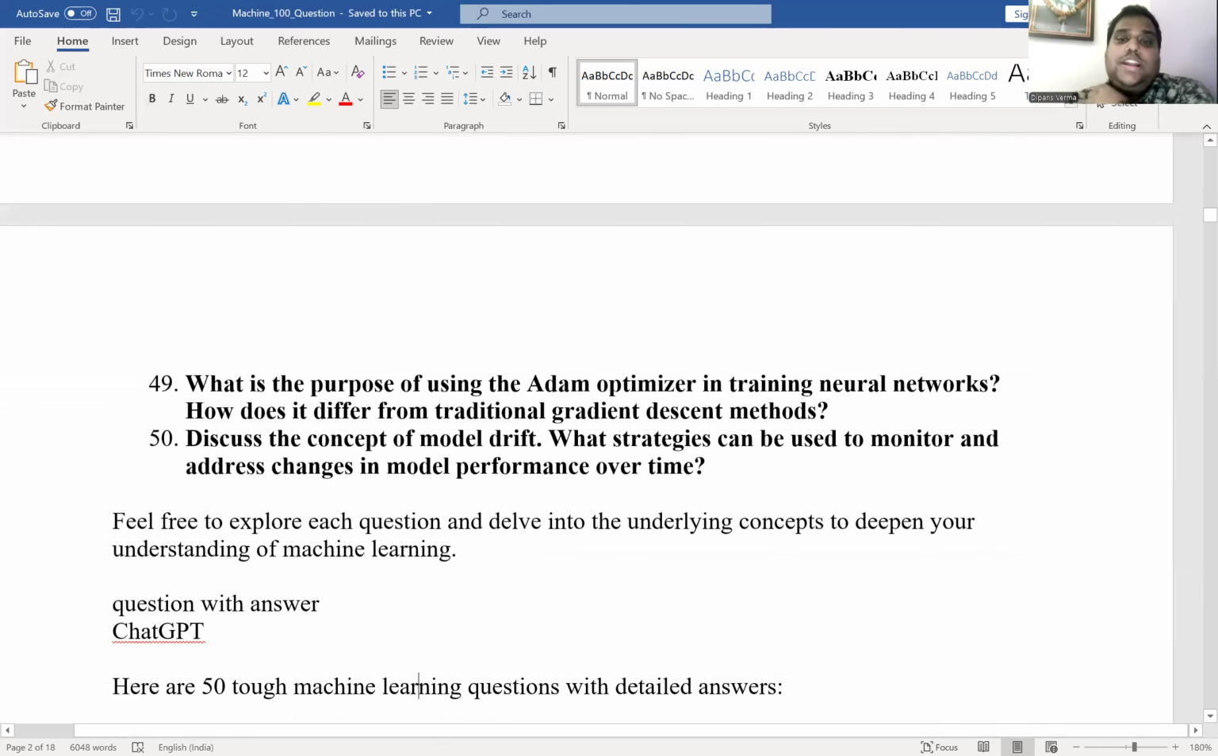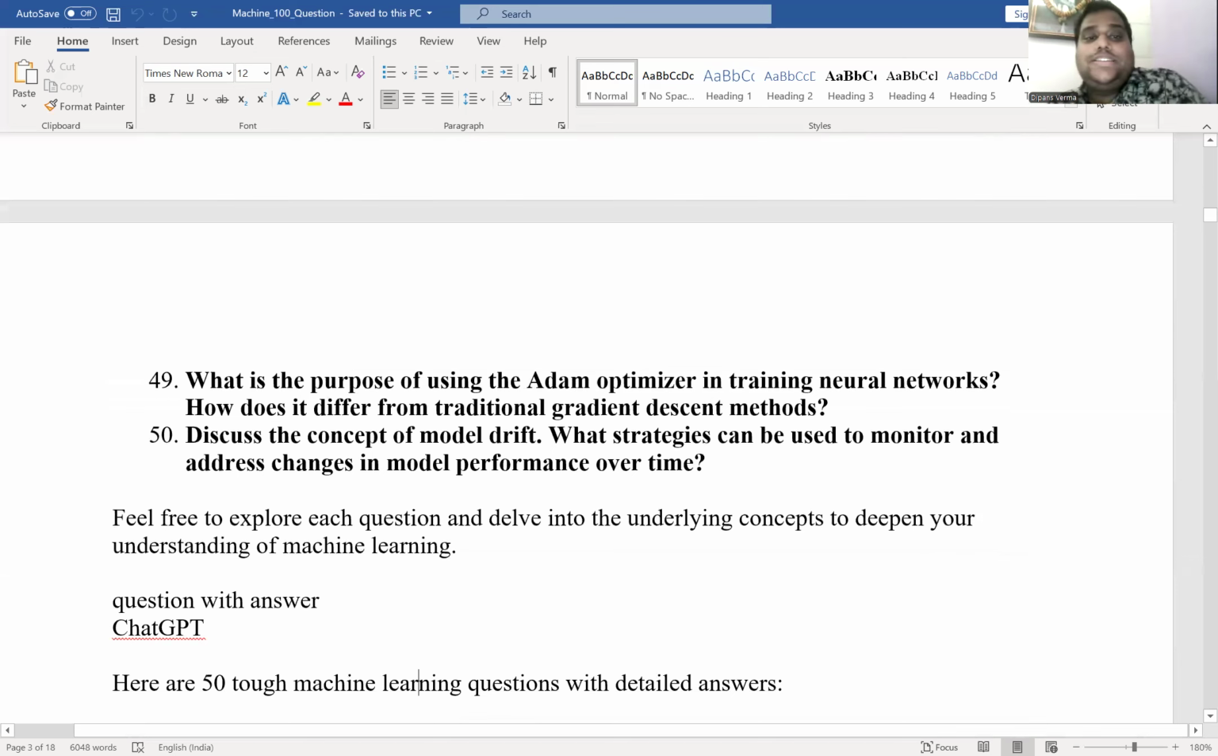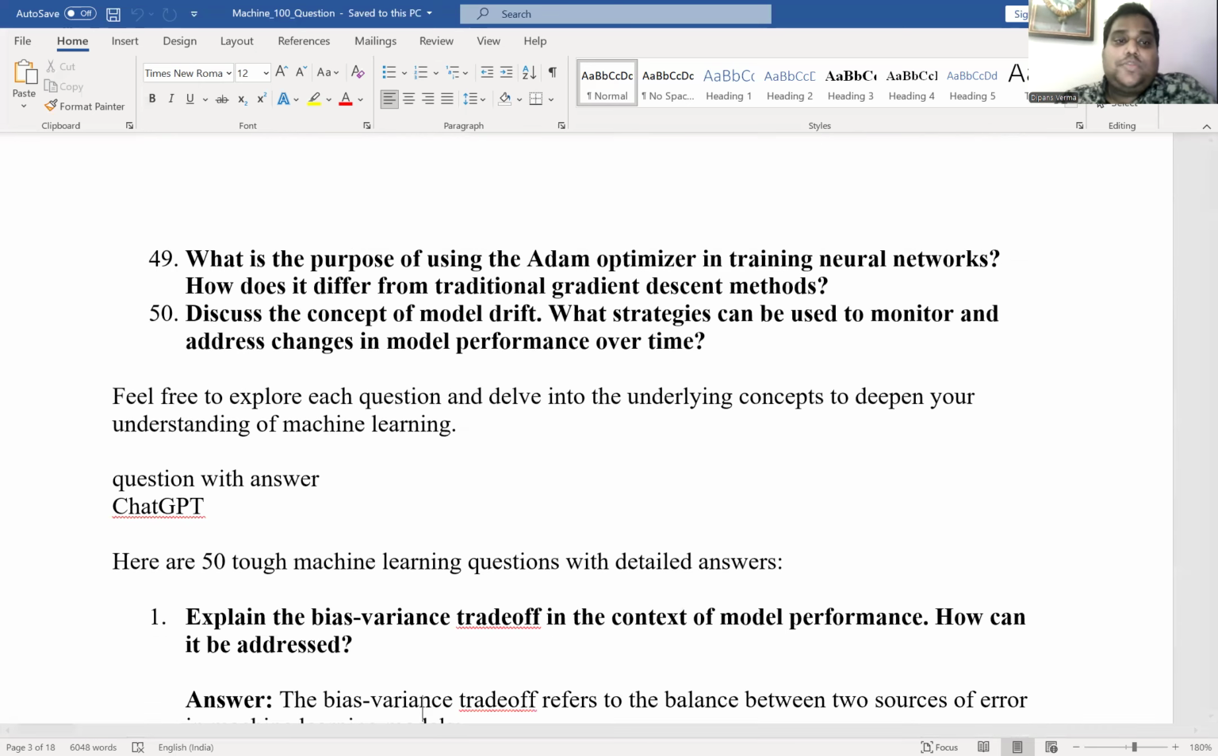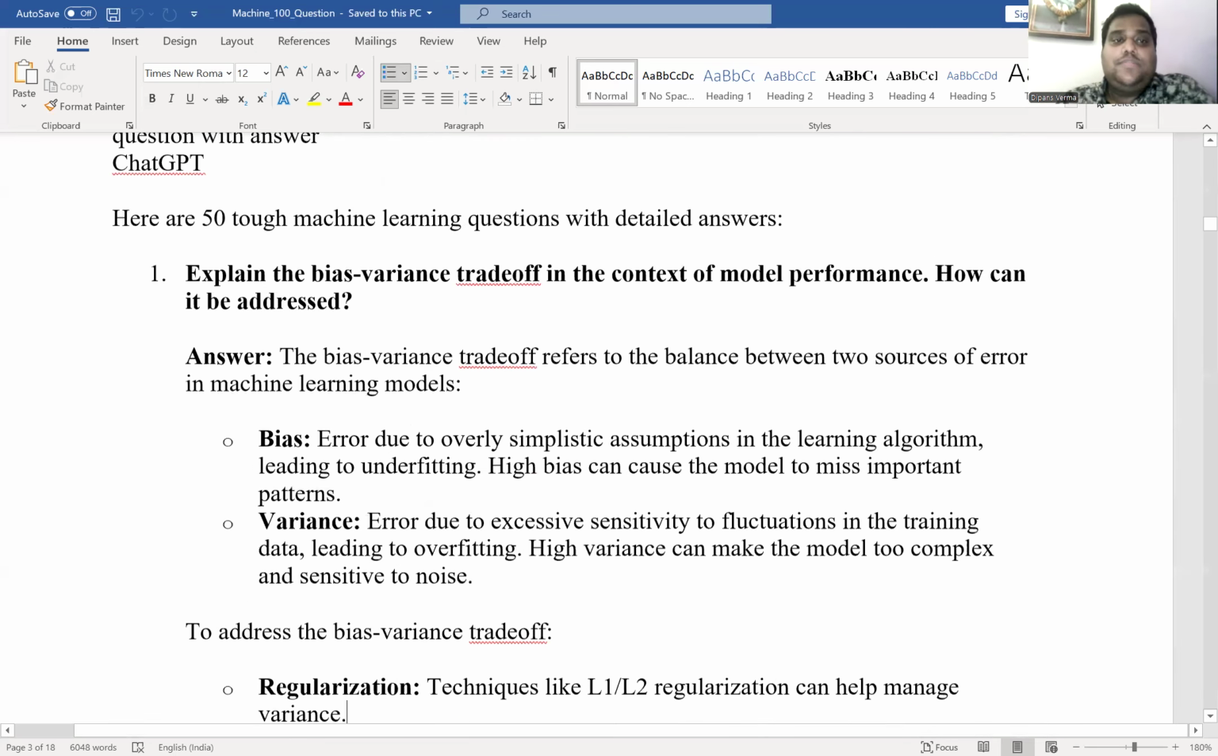What is the purpose of using an optimizer in training a model? How does it differ from the traditional gradient descent method? Discuss the concept of model drift and what strategies can be used to monitor and address the change in model performance over time. So basically, let's come to the machine learning.